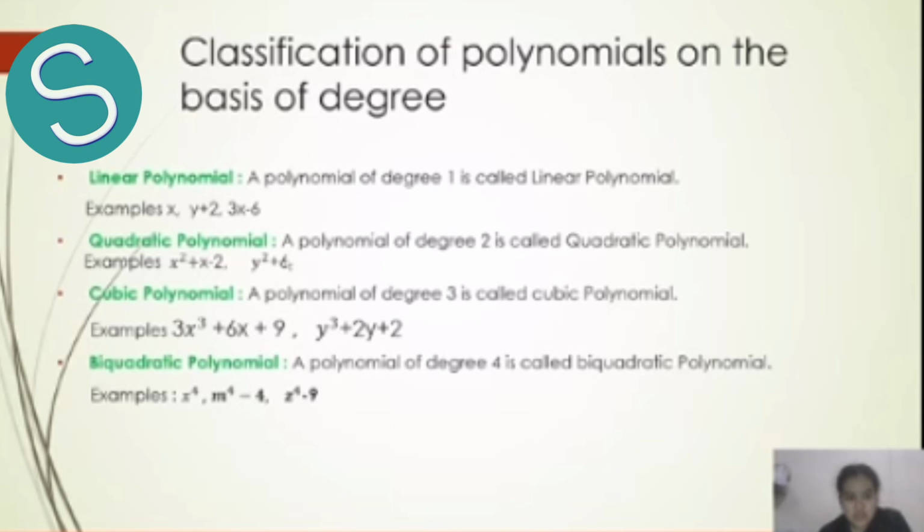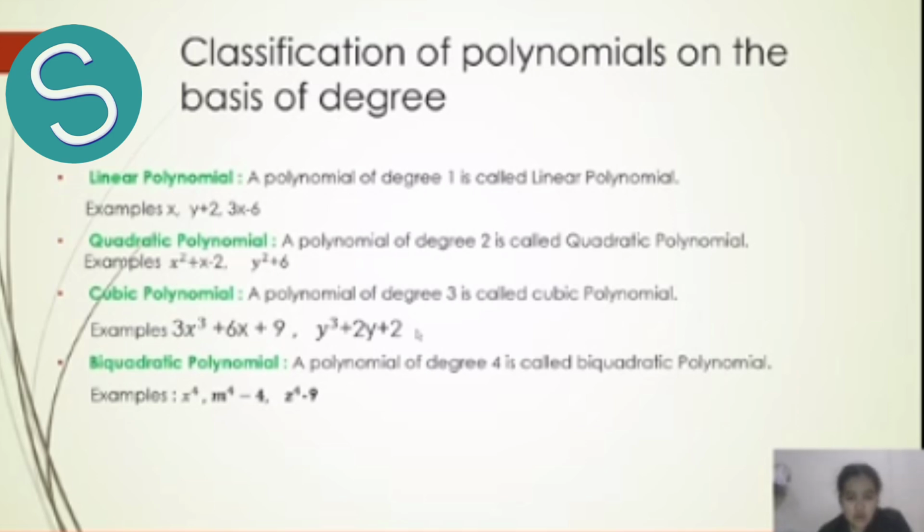Example is y square plus y minus 2. Here variable is y and its highest power is 2, so it is a quadratic polynomial. Similarly, x square plus x minus 2, variable is x and its highest power, which is also called degree, is 2, so it is a quadratic polynomial.